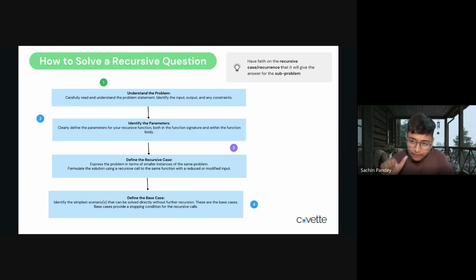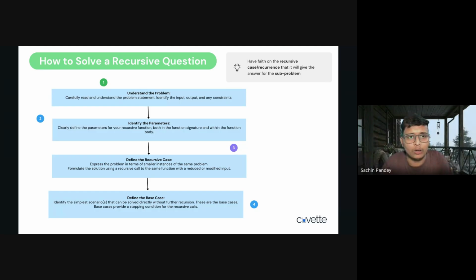Second point is wherever you see that the problem can be divided into multiple parts, and you can solve those parts individually and combine the answers to get the answer of your main problem, there recursion can be used. Understood? I hope it is clear to everyone. Okay, cool. That is how you can identify recursive problems. Two things I told you.